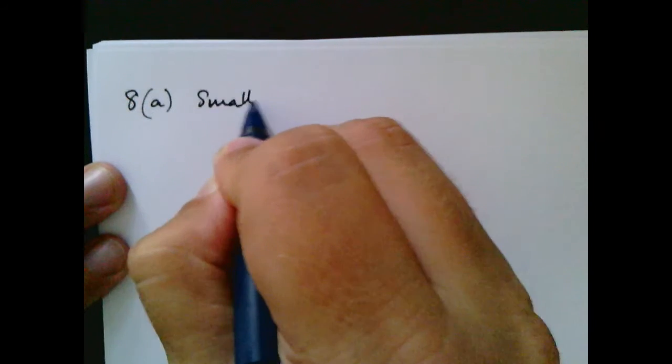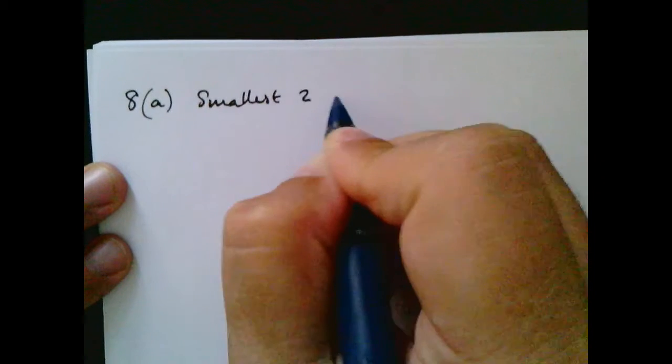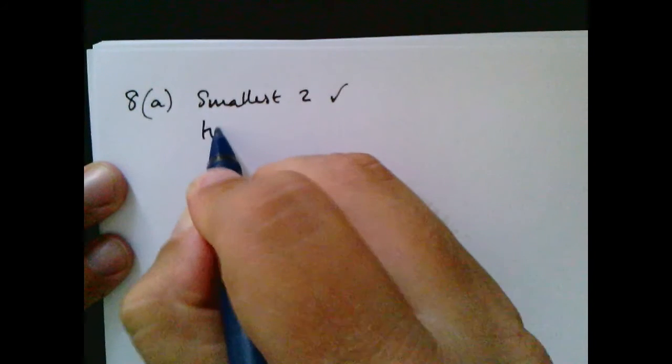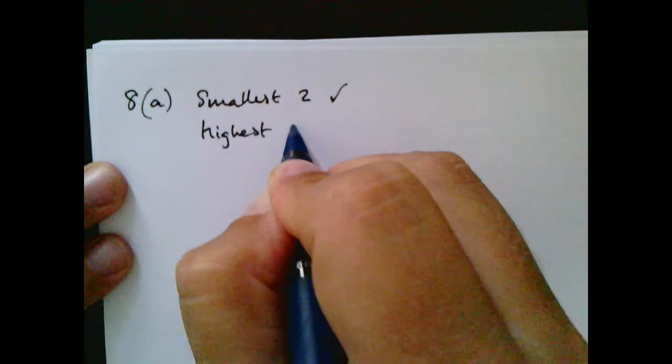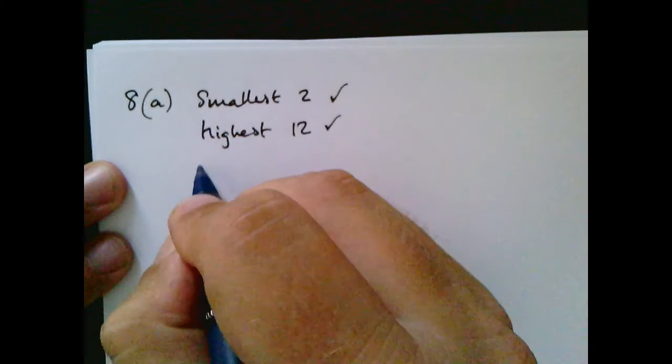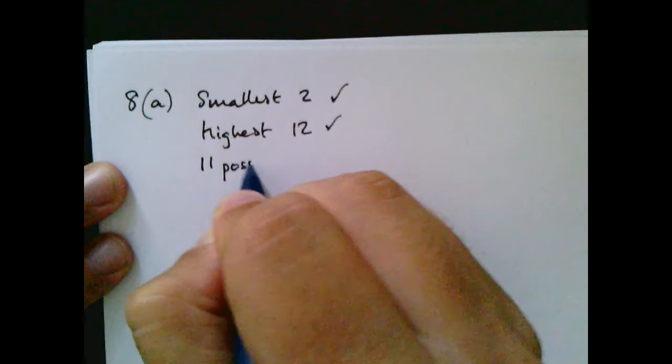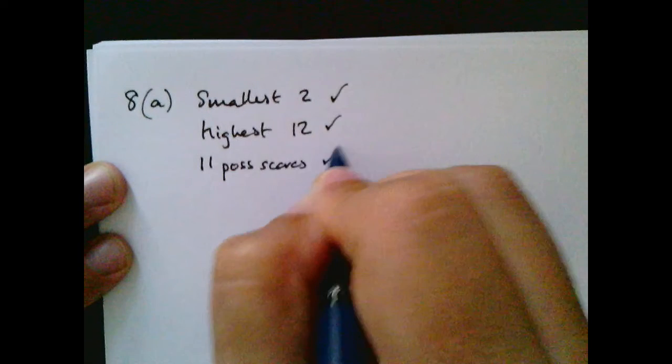Now, without calculating the actual probability, we've got to explain why it's wrong, and whether the actual probability should be less than or more than an 11th. Okay, so let's look at the argument. The smallest score is 2. Is correct. The highest is 12, is again correct, and 11 possible scores. Those are all correct.